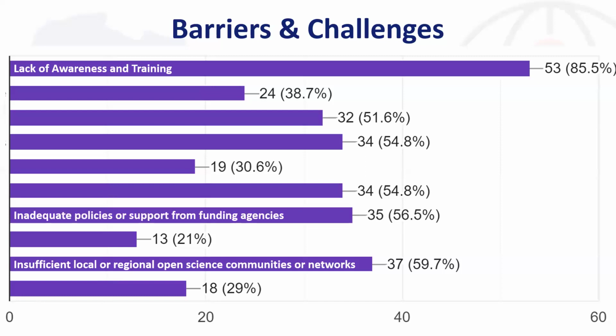And then the other point was that there are not enough policies or support from funding agents. This is true. If an institution doesn't have an open science policy, or if a publisher doesn't have an open science policy, then I may not be compelled to share my data openly, or I may not be compelled to share my source code openly. But if the publisher or the institution has an open science policy, then it will make me share my data and source code and everything related to my research openly.